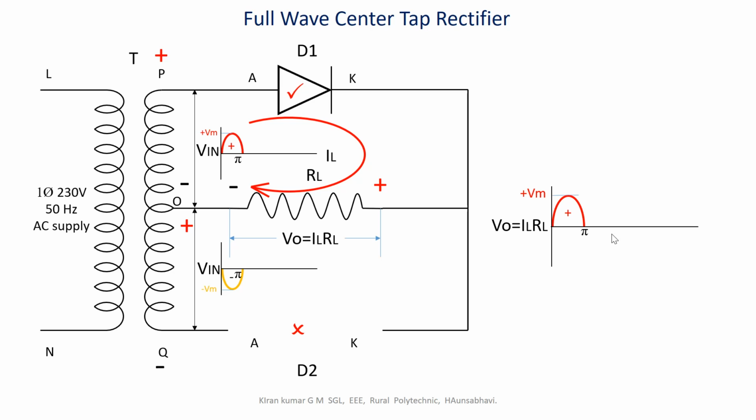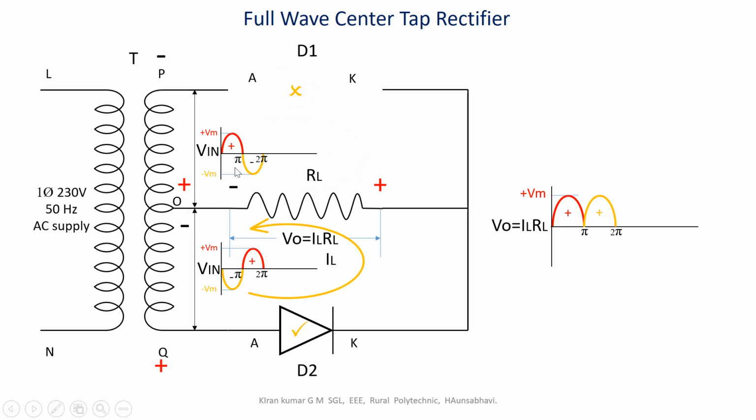Due to the flow of load current IL through the upper half loop of the secondary circuit, from right to left in the load resistance RL, it produces a voltage V0, which is equal to IL times RL, in the mentioned polarity. The right side will be positive and the left side will be negative, which is plotted in the output voltage graph, which always resembles the input cycle variations.